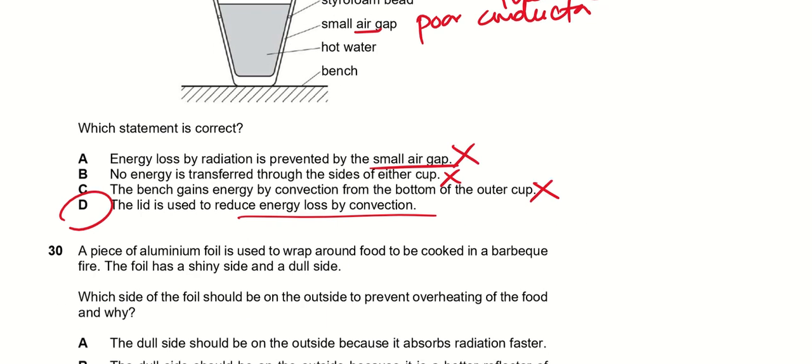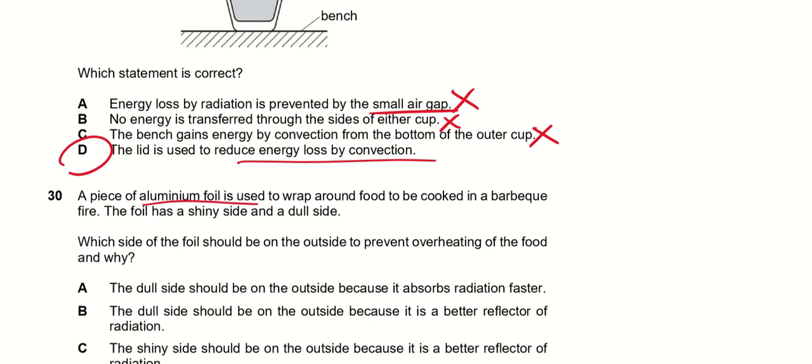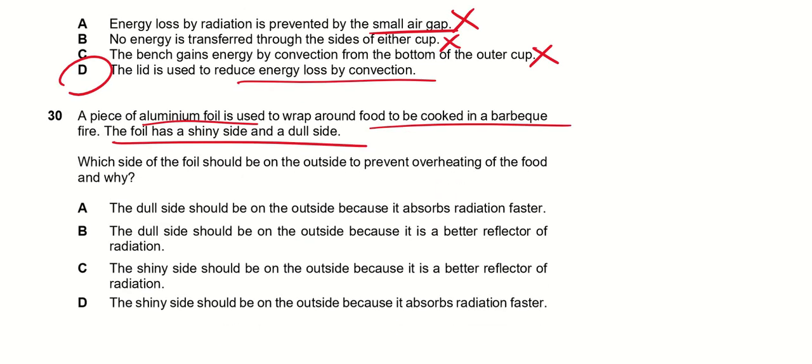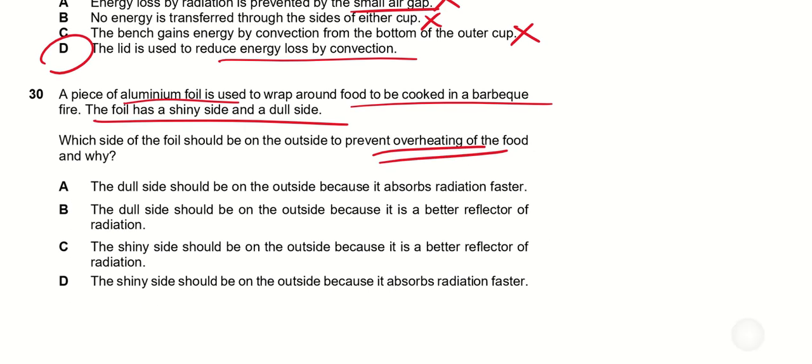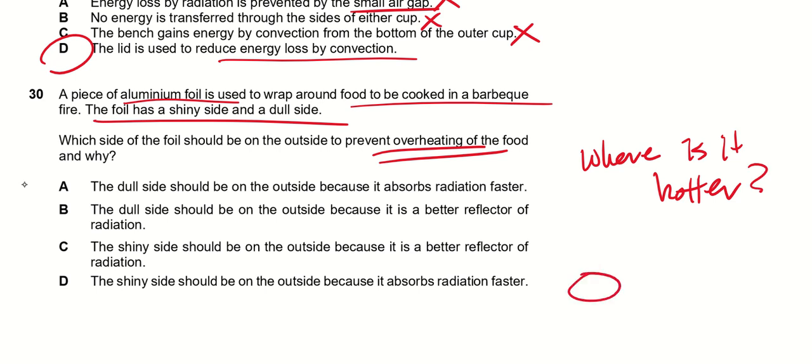A piece of aluminum foil is used to wrap around food to be cooked in a barbecue. The foil has a shiny side and a dull side. Which side of the foil should be on the outside to prevent overheating of the food, and why? So where is it hotter? If it's a barbecue, then of course the surrounding charcoal, all that is hot, right?